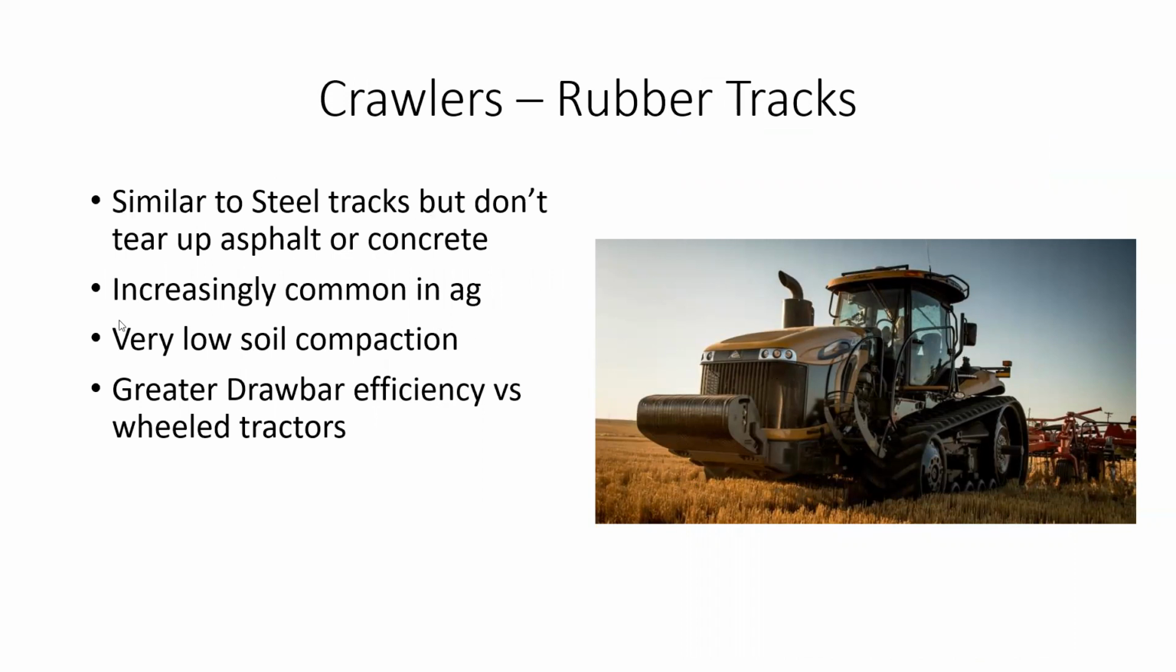So similar to steel tracks, but they don't tear up the asphalt. That's kind of the big thing, and very common in ag. Again, we still get the crawler, the greater efficiency than the four-wheel drive or the two-wheel drive tractors.